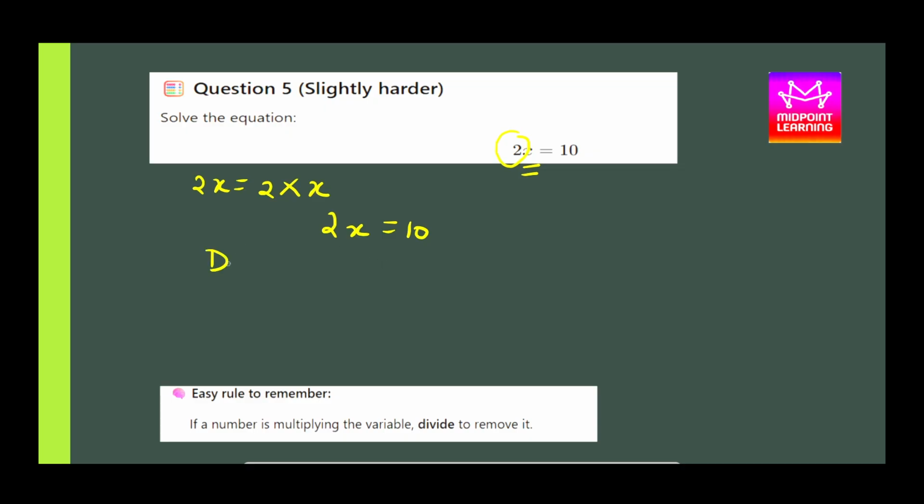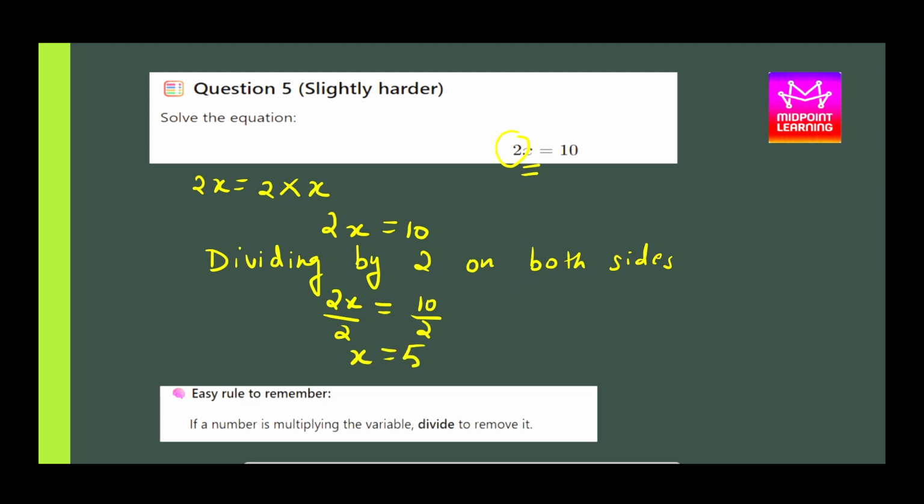So we will say dividing by 2 on both sides. So if we divide by 2 on both sides, we will say 2x by 2 is equal to 10 by 2. 2 by 2 is 1. So x is equal to 5. I hope the steps are clear.